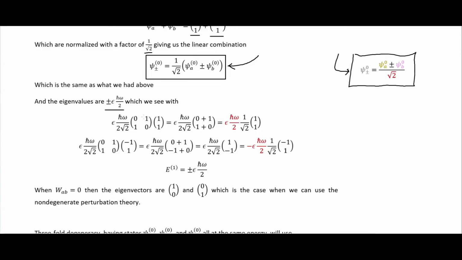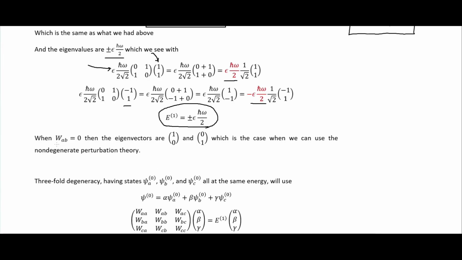We can see that if we act our operator on this vector here, the 1, 1, we get this here in red. And if we acted on the minus 1, 1, we get this here in red, which is just the minus epsilon times h bar omega over 2. And so these are our energies here.